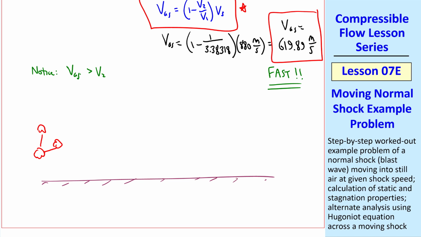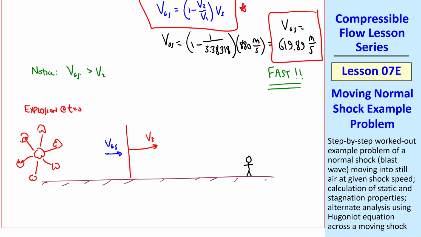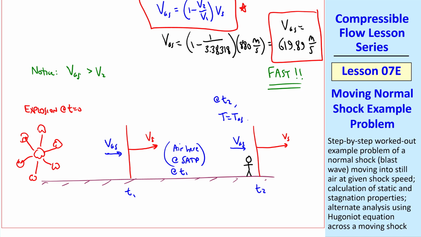Suppose we have some explosion at time t0 and some person is standing here minding his own business. The blast wave comes speeding toward him at Vs, with Vas following. Suppose this is at time t1. The person has no idea that this shock is approaching. Unless he sees it, he will not have heard it or felt it yet. But at some later time, t2, where the shock has passed, instead of the air being at SATP conditions as at t1, now suddenly at t2, the temperature is T after the shock, and the same with pressure and speed.